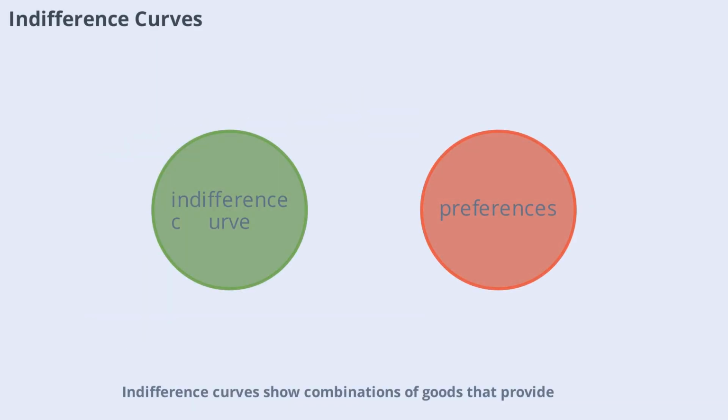Indifference curves show combinations of goods that provide the same level of satisfaction to a consumer. They help illustrate consumer preferences and how people make choices between different products. Understanding indifference curves is key to analyzing consumer behavior.